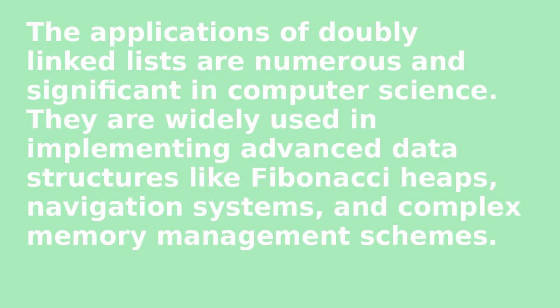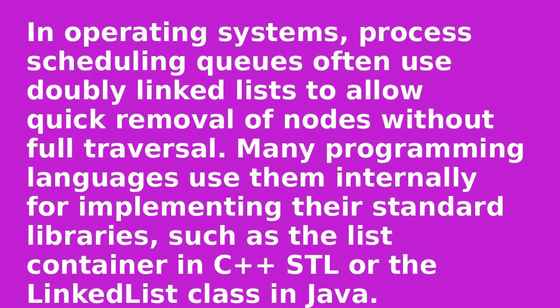The applications of doubly linked lists are numerous and significant in computer science. They are widely used in implementing advanced data structures like Fibonacci heaps, navigation systems, and complex memory management schemes. In operating systems, process scheduling queues often use doubly linked lists to allow quick removal of nodes without full traversal. Many programming languages use them internally for implementing their standard libraries, such as the list container in C++ STL or the linked list class in Java.